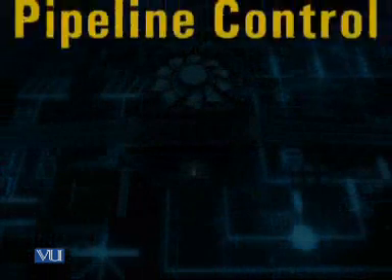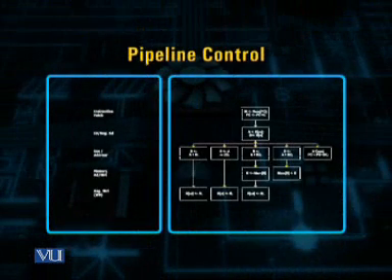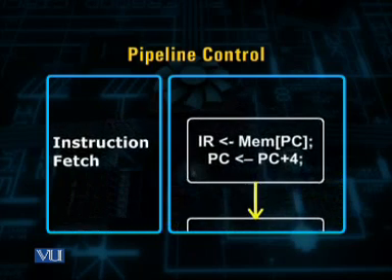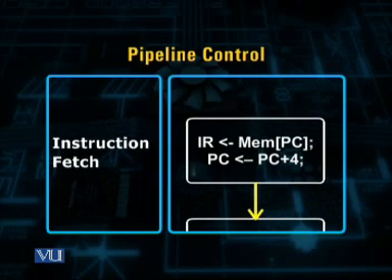And now you can see from this block diagram how we can divide our data path into 5 sections, and we can perform these operations in each of these stages. Here you can see that we have divided the data path into 5 stages. The first stage here is the instruction fetch stage. During this stage, the instruction is read from the instruction memory and placed into the instruction register, and the program counter is incremented to get ready for the next instruction.